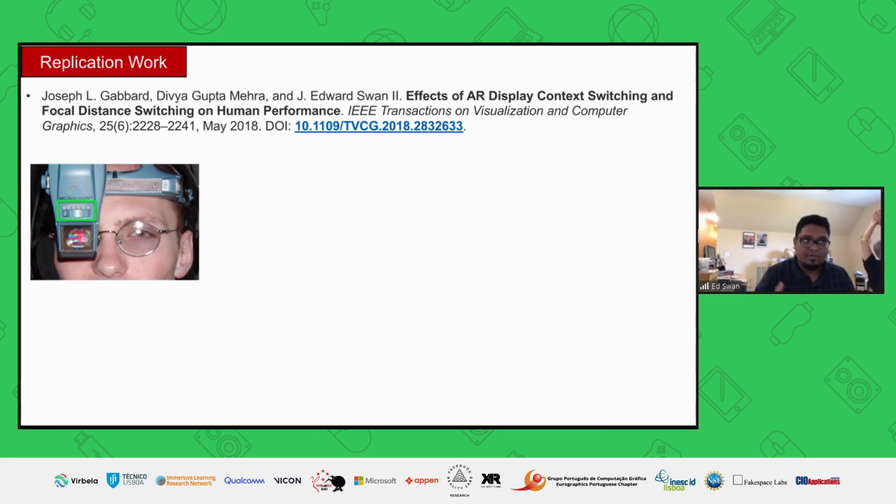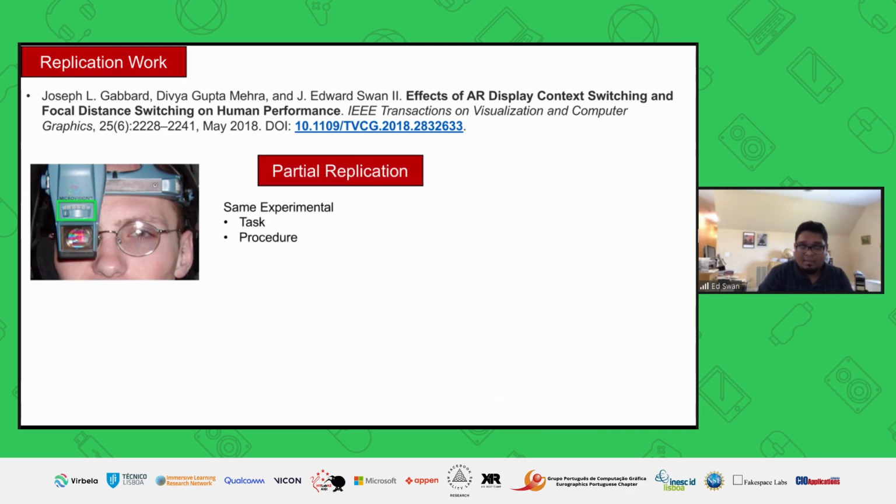There could be a reason that this display is very old, and maybe the findings of the context switching and focal distance switching of AR display are only related to that particular display. Because unless you do the replication, you do not know how it works for other displays. So what we did, we considered a partial replication.